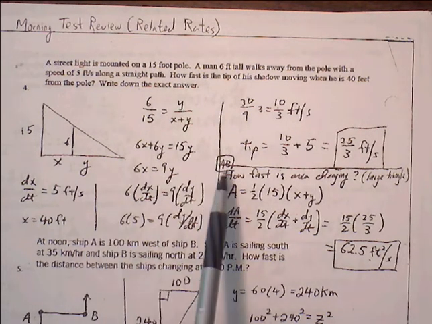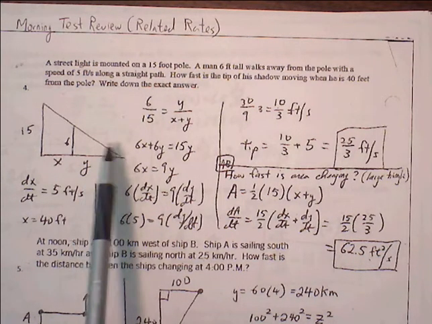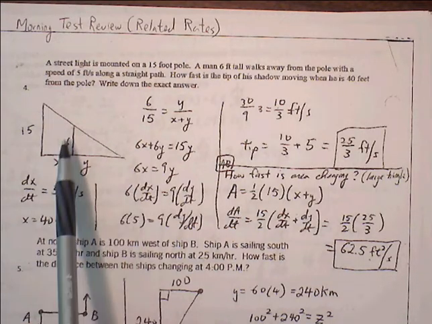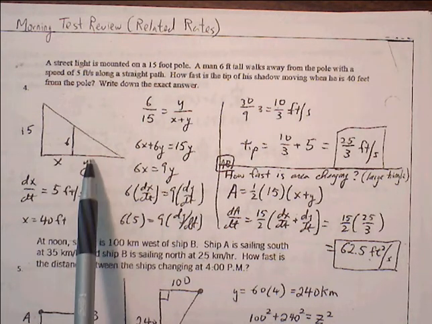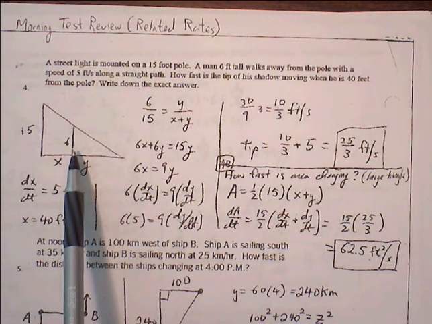And then we also have part B here. It says, how fast is the area changing, and we'll get to that. How fast is the tip of the shadow moving? This is similar to the similar triangles problems that we've been working through that deal with these shadow problems.